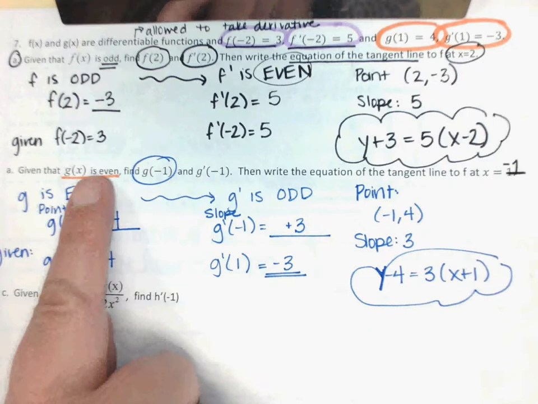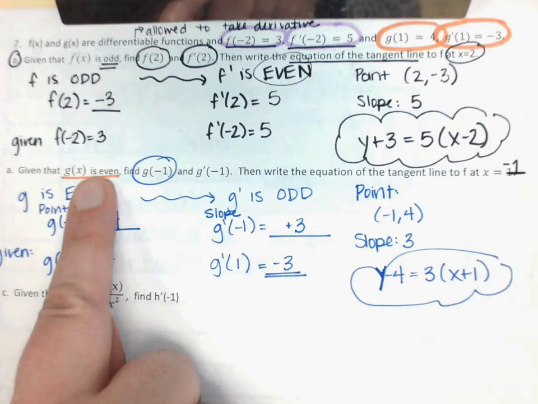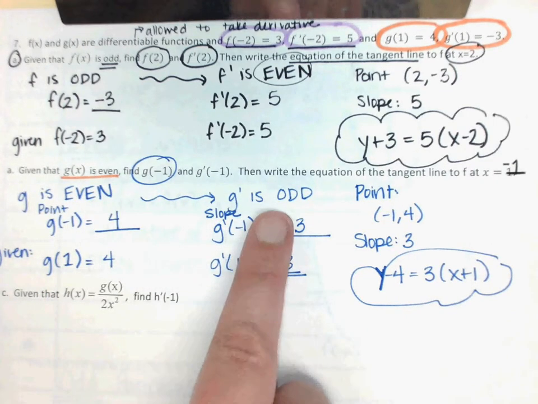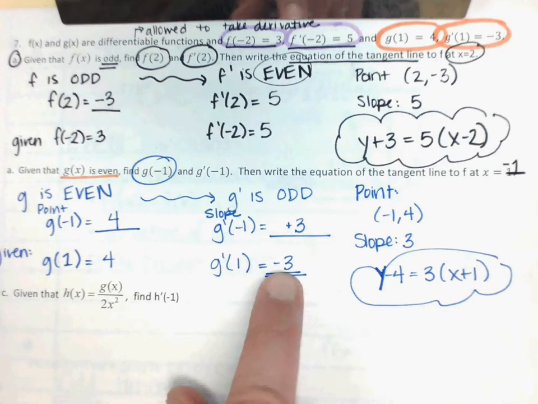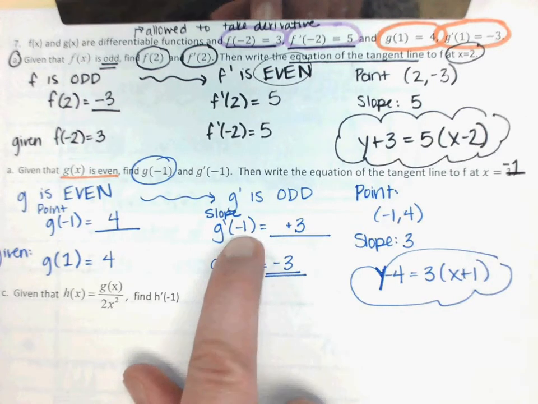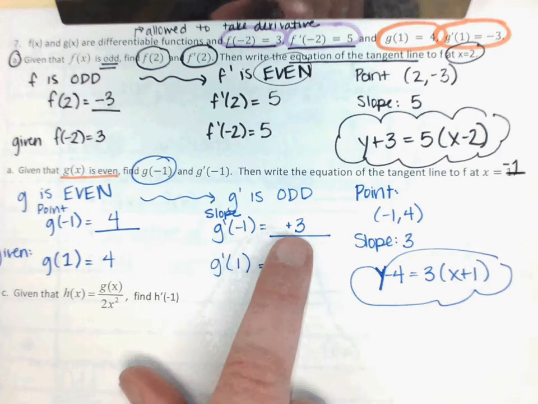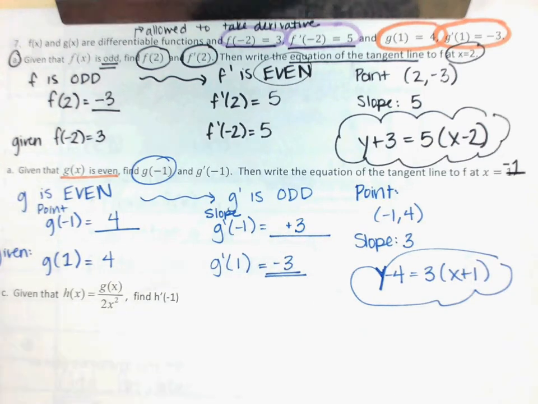Okay, if g is even, g prime switches to be odd. And remember that for odd functions, if you change the sign on x, you have to also change the sign on y. So if g of 1 is negative 3, then g of negative 1 needs to be positive 3, so those negatives switch to a positive. What I would remember is that for even functions, your y value is always the same, but for odd functions, your y values get to switch signs. Okay?